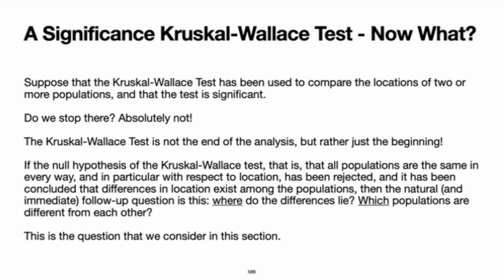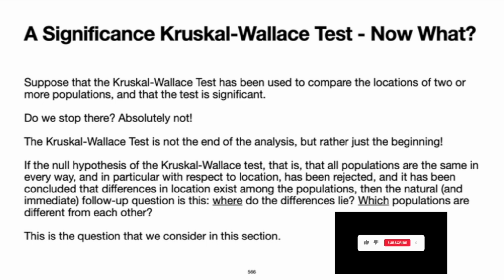If the null hypothesis of the Kruskal-Wallis test, that is, that all populations are the same in every way, and in particular with respect to location, has been rejected, and it has been concluded that differences in location exist among the populations, then the natural and immediate follow-up question is this: where do the differences lie? Which populations are different from each other?